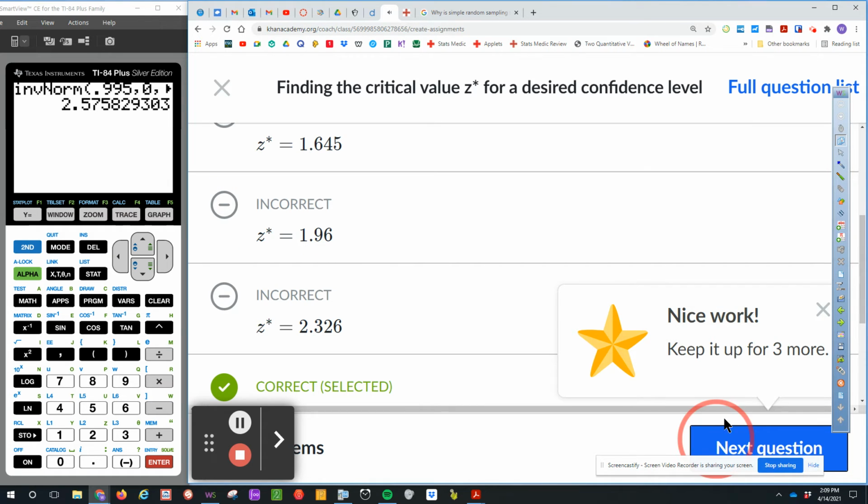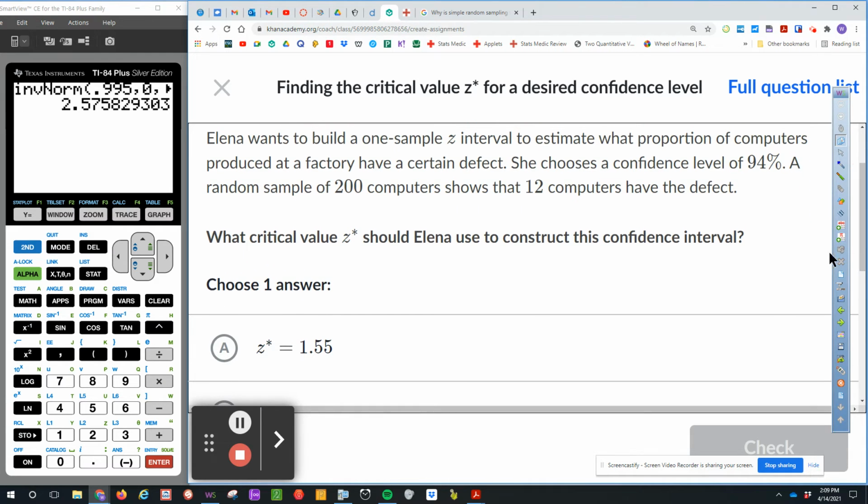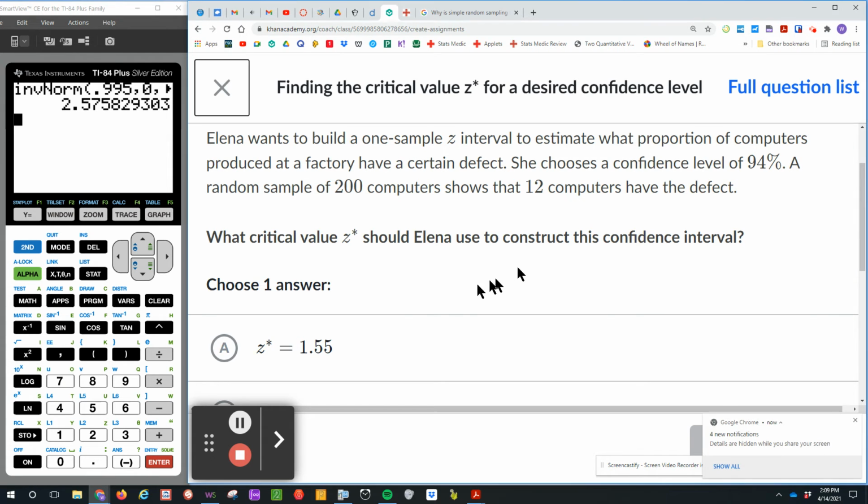Sweet. Okay, one more. So Elena wants to build a one sample Z interval to estimate what proportion of computers produced at a factory have a certain defect. She chooses a confidence level of 94. A random sample of 200 computers shows that 12 computers have the defect. So they want us to find Z star.